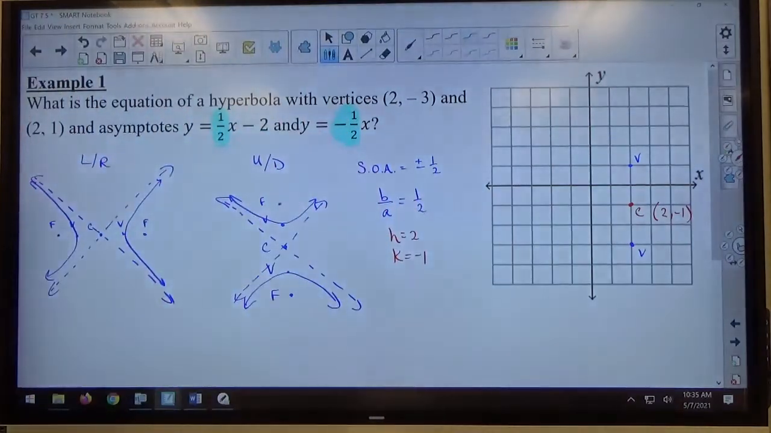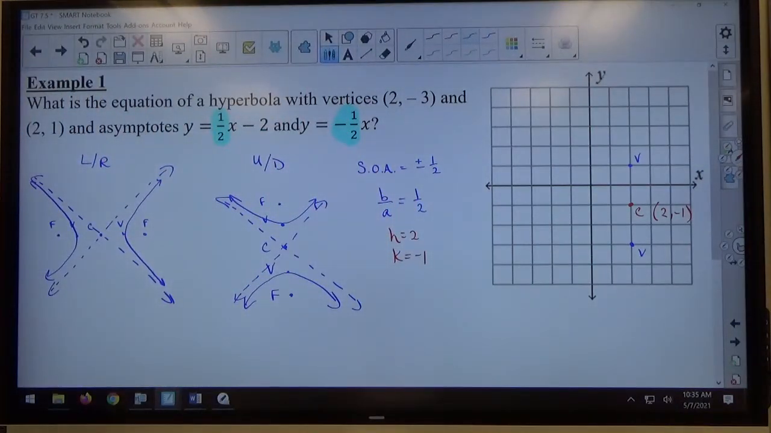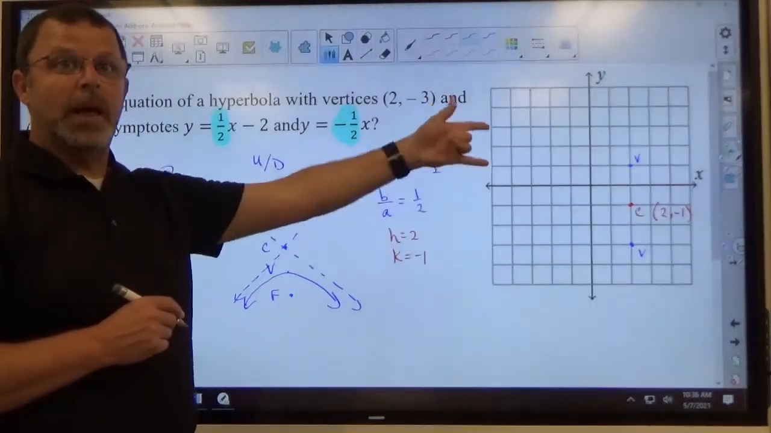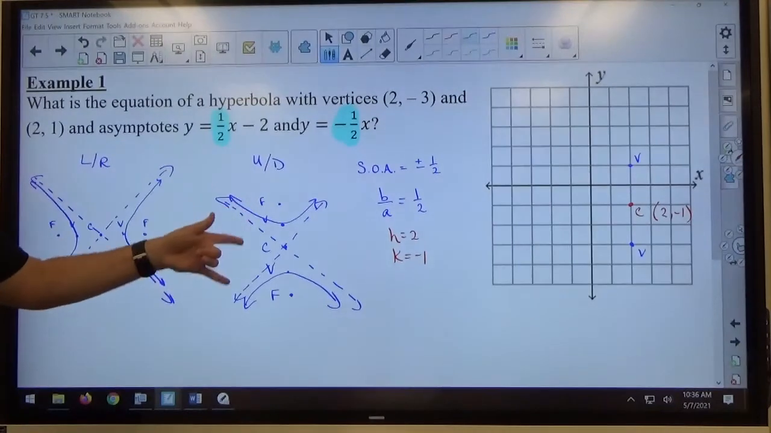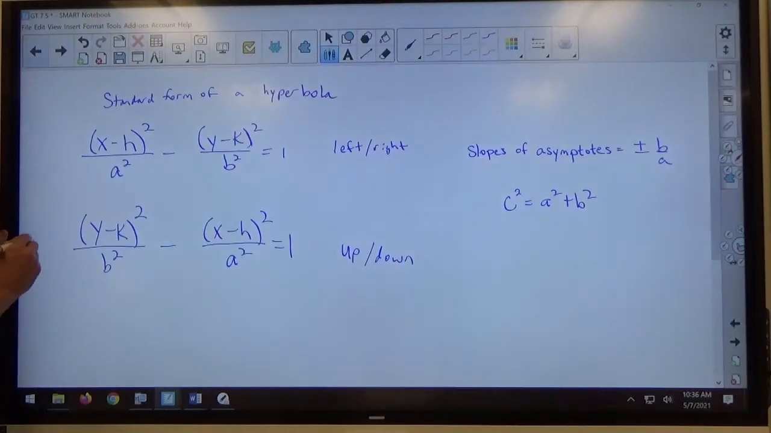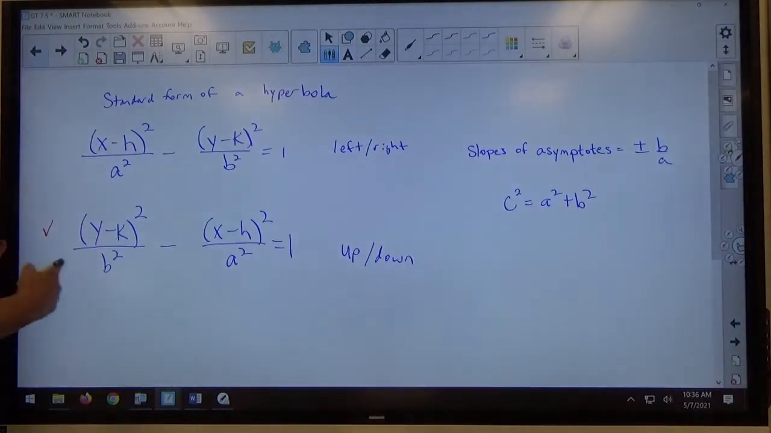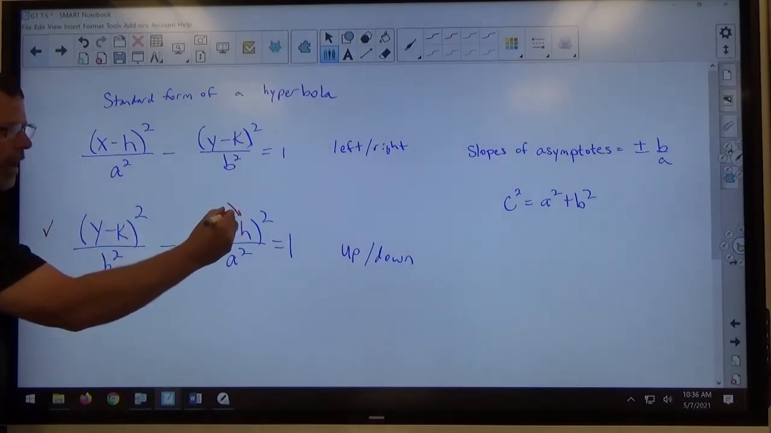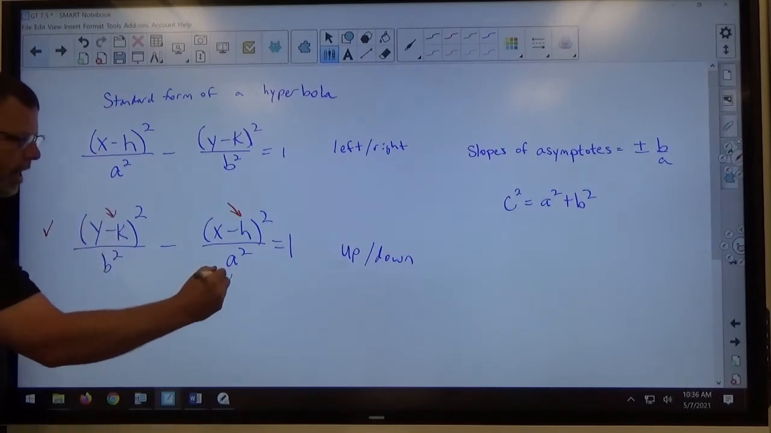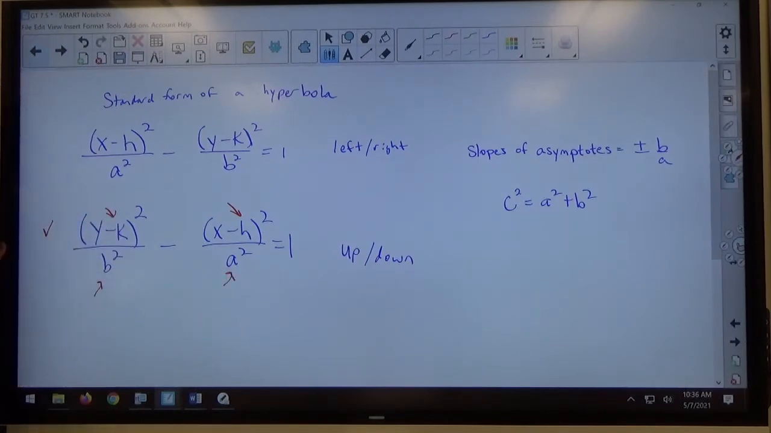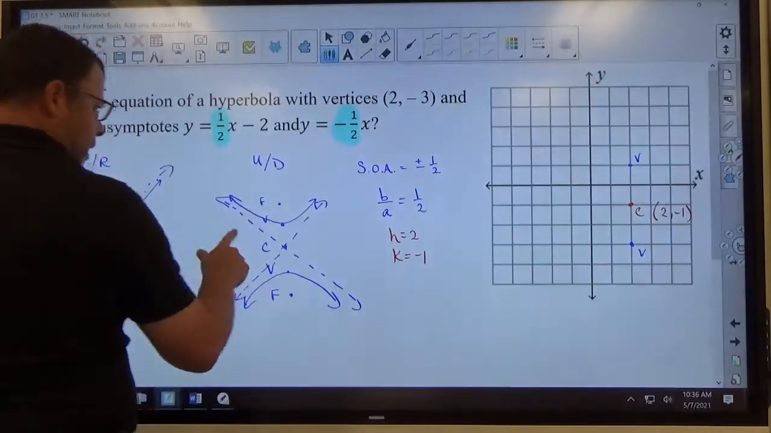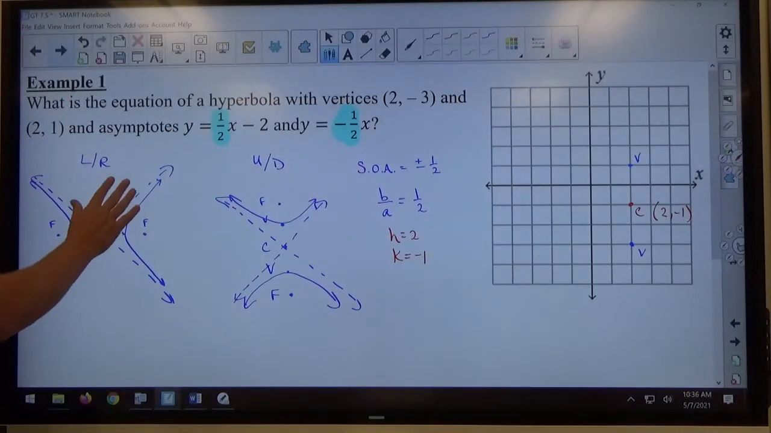The other thing I know right off the bat, just by graphing what I've graphed, is it's an up-down hyperbola. It looks like this, which means I'm going to be using the up-down hyperbola standard form, this one here. So my answer is going to look exactly like this. My task is to replace h and k and a and b with the numbers that they are. I'm going to erase these so I have room.